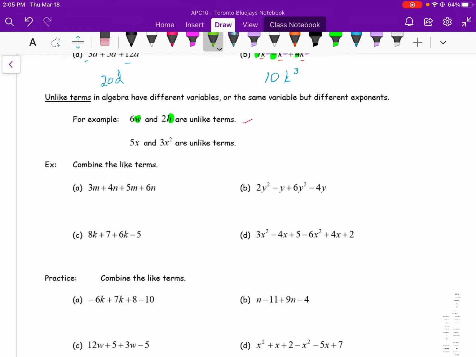If we take a look at this next example, 5x plus 3x squared, well, we have the same variable. However, it is important to note that the variable in terms of 5x has the exponent 1. So in fact, we have the same variable, but the degrees are different. So you cannot add them. They are unlike.